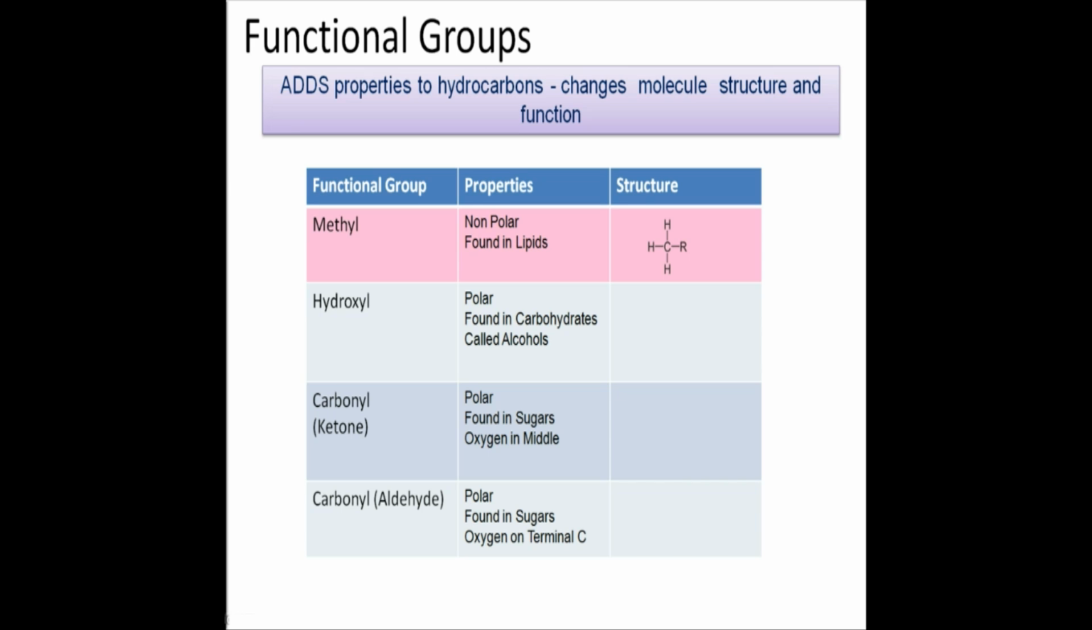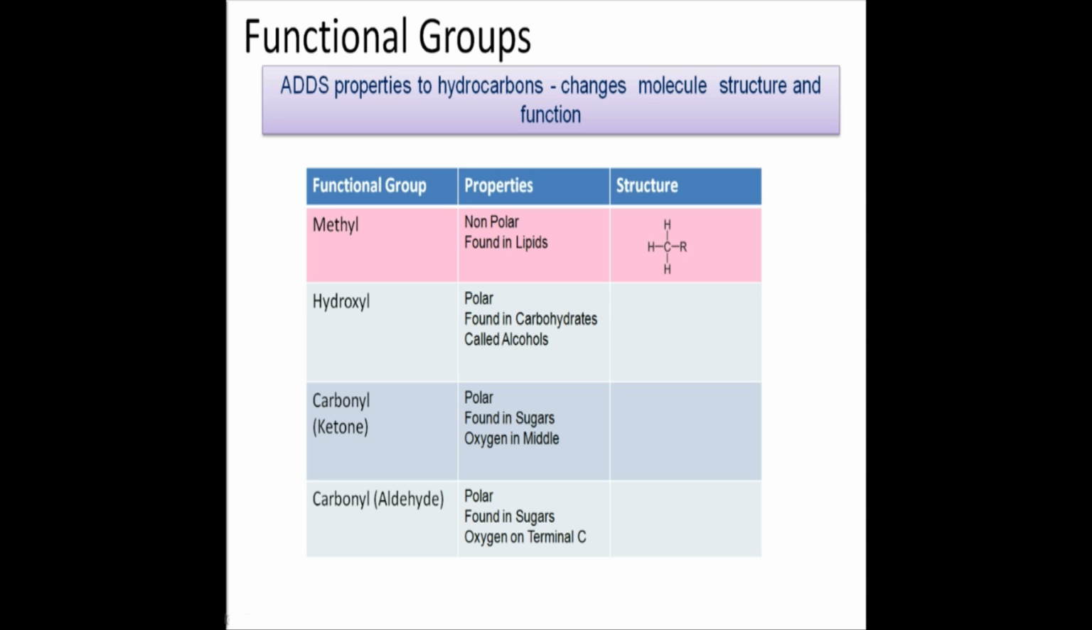So functional groups. These groups are going to add properties to hydrocarbons. So remember, hydrocarbons, compounds that are strictly carbon and hydrogen, are nonpolar and hydrophobic. When we start removing these hydrogens and replacing them with different functional groups, we get a molecular structure that has a whole lot of different properties than the original.